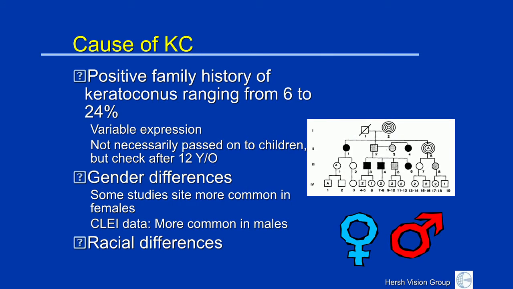So this is the genetic history. 6 to 24% of patients have reported family history. We certainly have a lot of patients coming in saying, all my siblings have it, my parents have it. Now, however, it doesn't have to go from generation to generation. And that likely is the reason why it's very difficult to find an allele or gene that is responsible for keratoconus, because it doesn't have a predictable pattern as far as we can find.